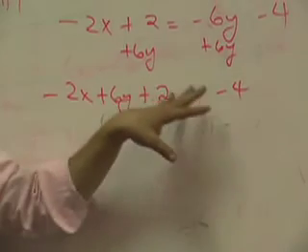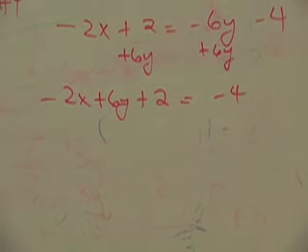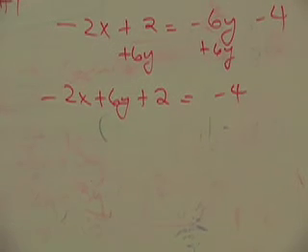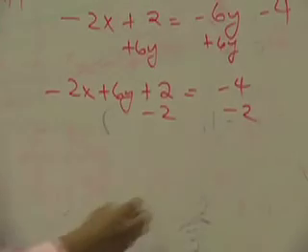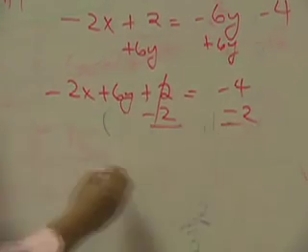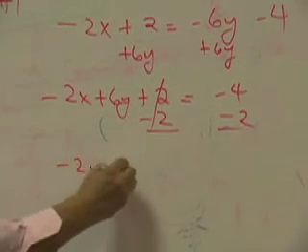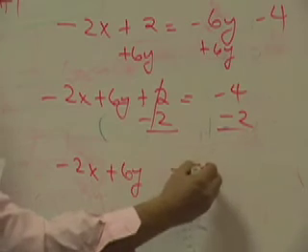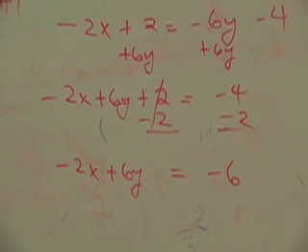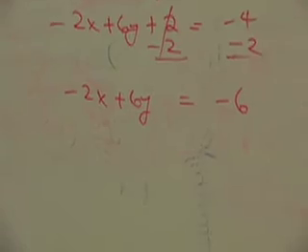What can we do now? Yes, subtract 2. Subtract the 2. Got that, Gabby? Subtract the 2. And these cancel. What do we get? Be careful. Negative 2x plus 6y equals negative 7. Good, negative 6, right? Negative 6, sorry. That's what I thought you said.